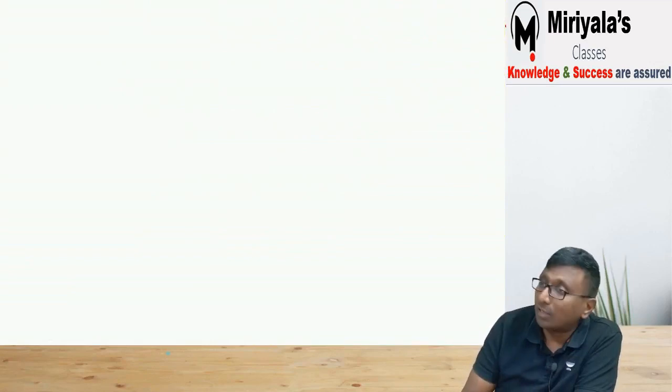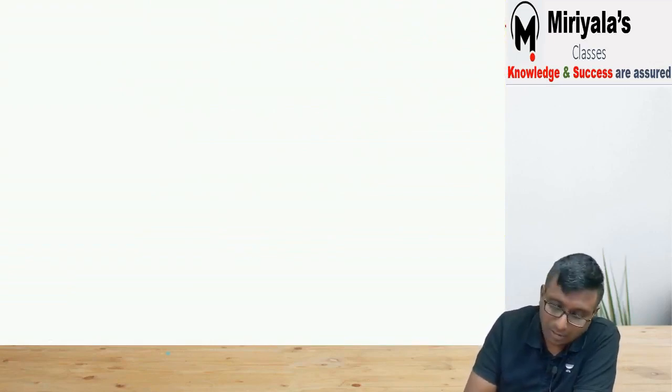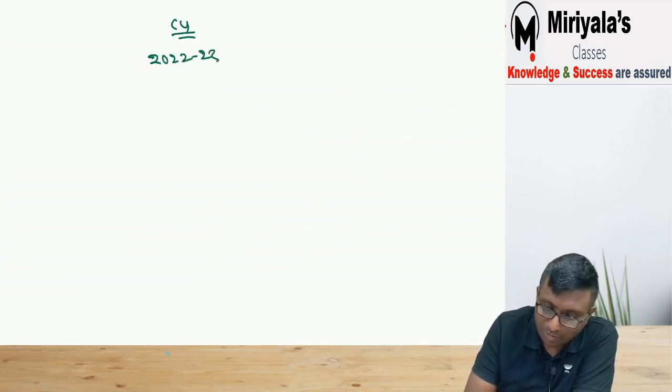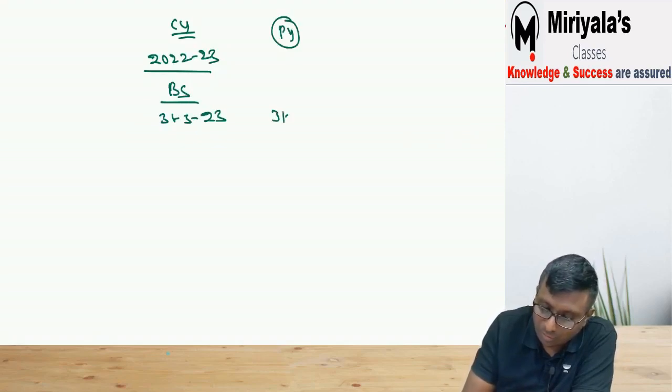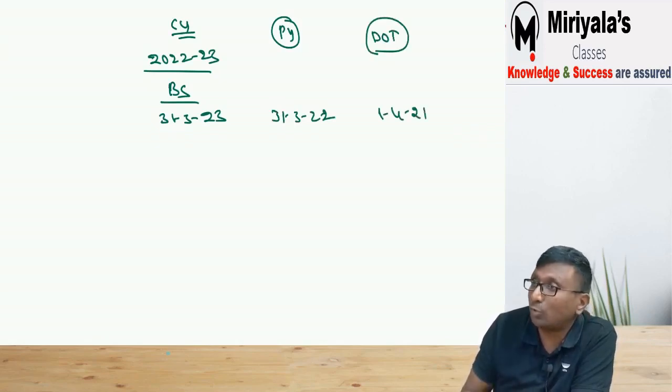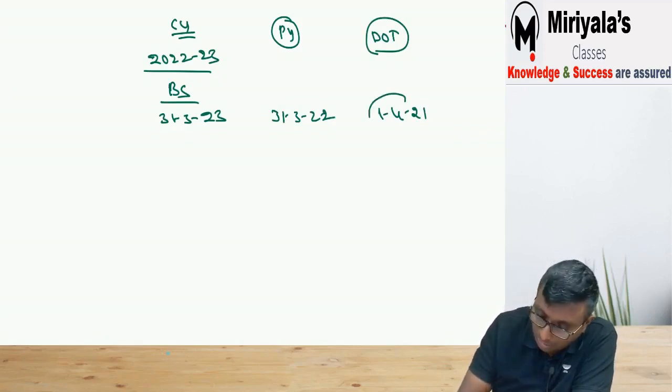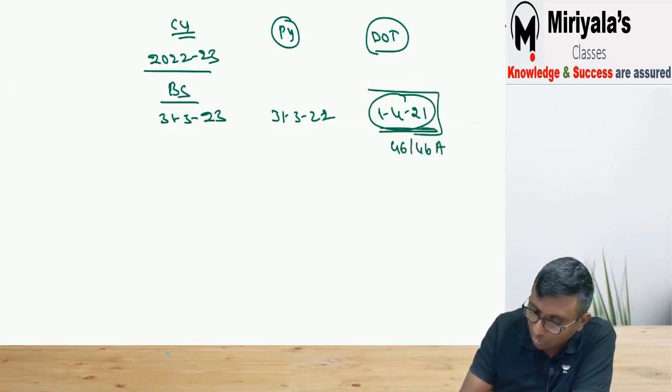See, first adopter. What is your current year, sir? Current year is the 2022-23 financial year. That means your balance sheet date is 31st March 2023. Then what is the previous year? Previous year is 31st March 2022. What is your date of transition? Date of transition is 1/4/2021. So now, what is the question? Are you complying with paragraph 46 or 46A on the date of transition, or were you already following?